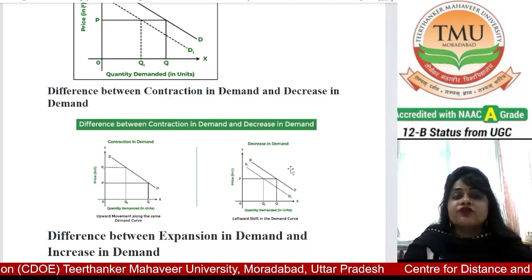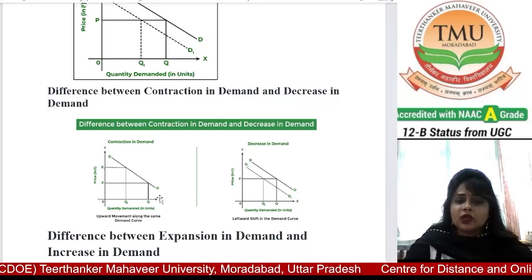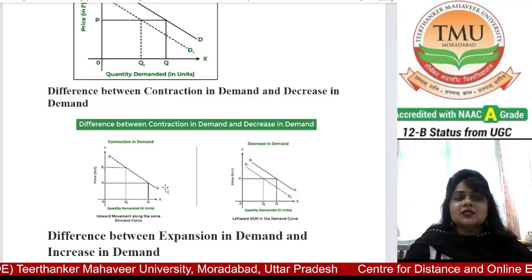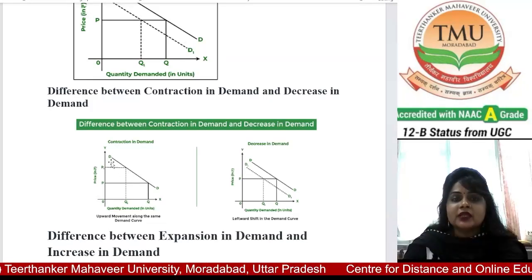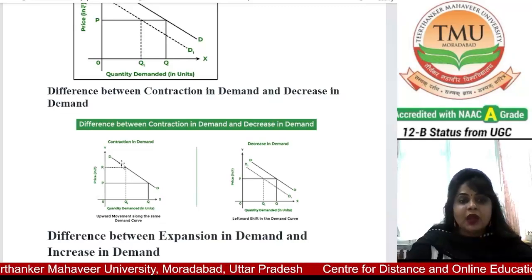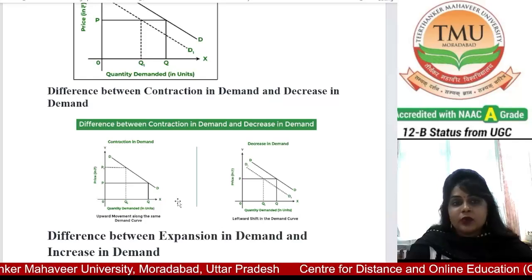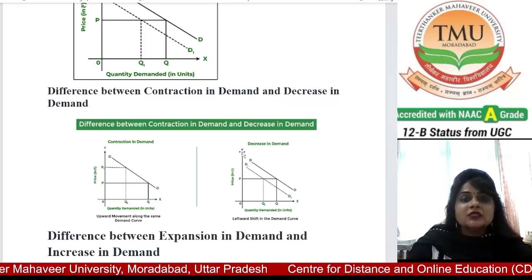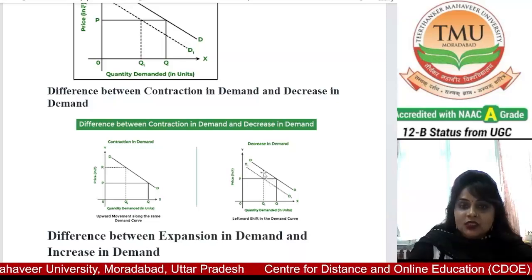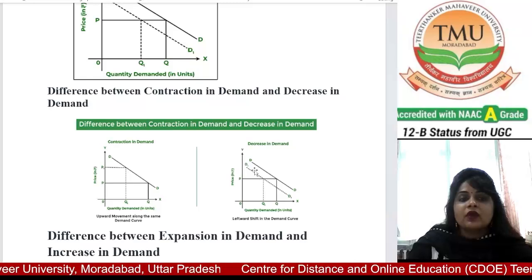Now, the effect on the demand curve. The effect of the contraction in demand is an upward movement along the same demand curve. It moves upward along the same demand curve. But in decrease in demand, the effect is a leftward shift of the demand curve, as you can see.